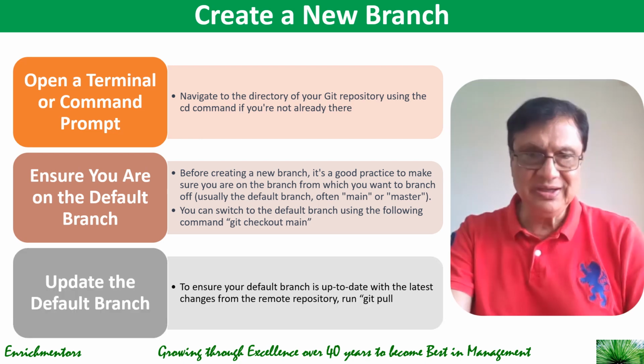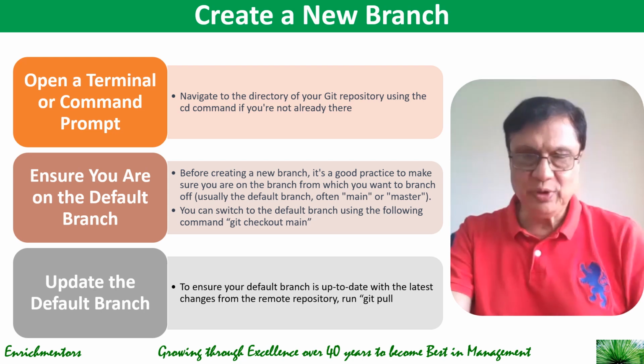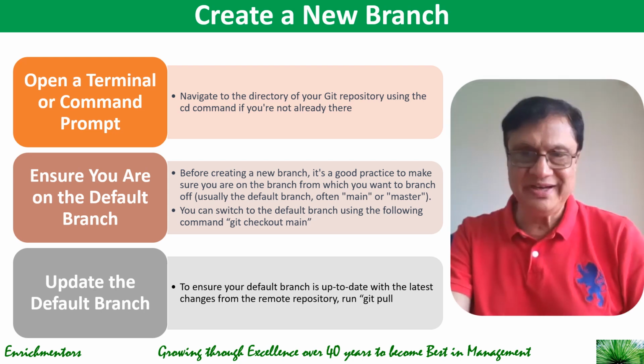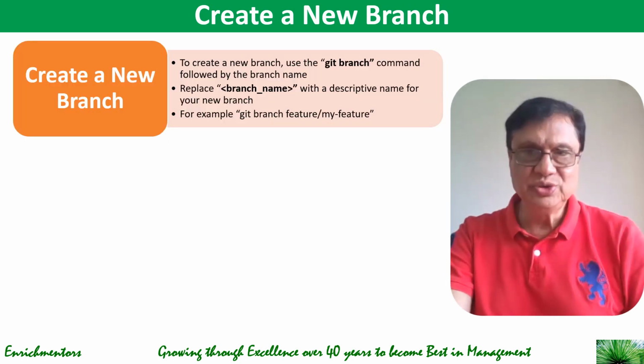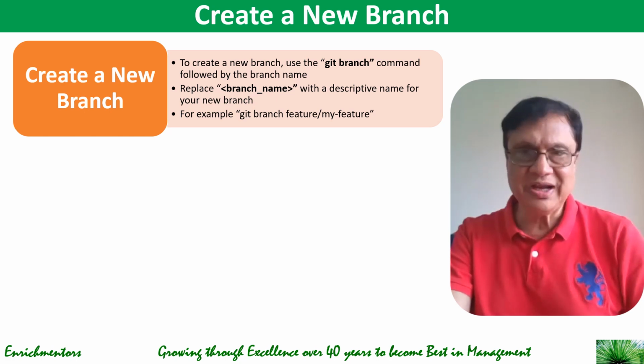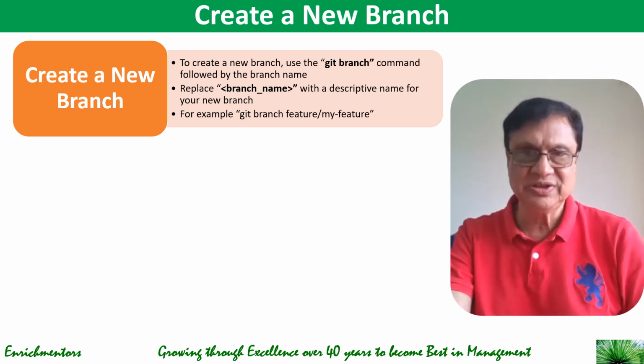Then update the default branch to ensure that it has the latest changes from the remote repository. You can run a command called git pull, and this will help you update the default branch. Then you create a new branch, using the git branch command followed by the branch name. Replace branch-name with the descriptive name of your new branch. For example, git branch feature/my-feature.